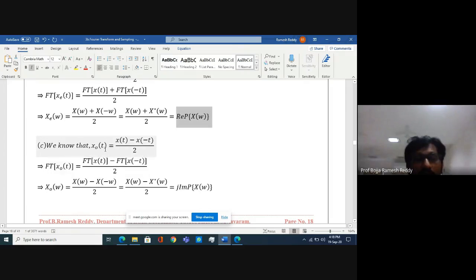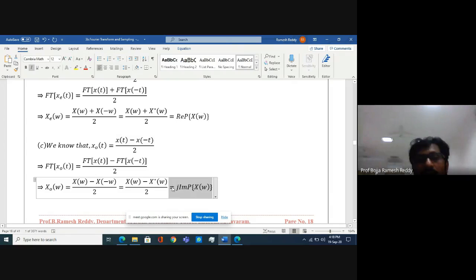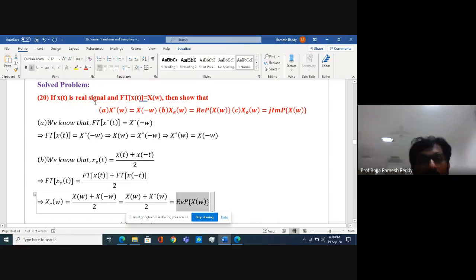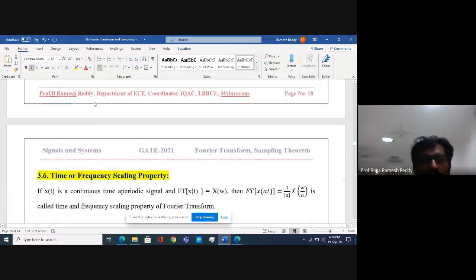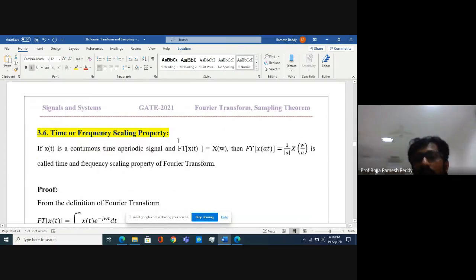Similarly, the odd signal. Apply Fourier transform. This is a similar procedure. X of omega minus X star of omega. X of omega means what? Real part plus imaginary part, minus the star, real part minus imaginary part. Real gets cancelled. It will become imaginary. Odd part is imaginary, even part is real. Even part is a real function. Odd part is an imaginary function when x of t is real. That is the procedure.